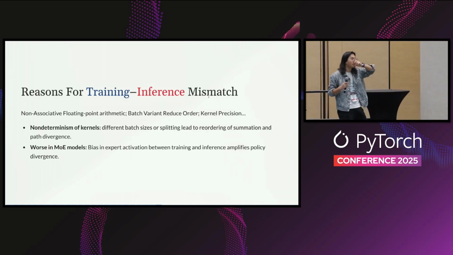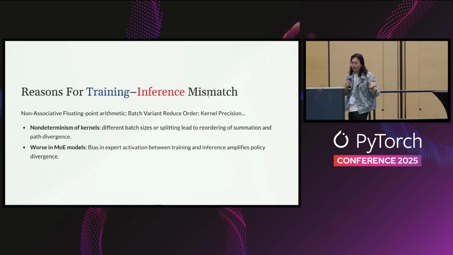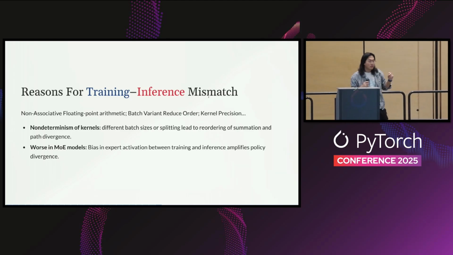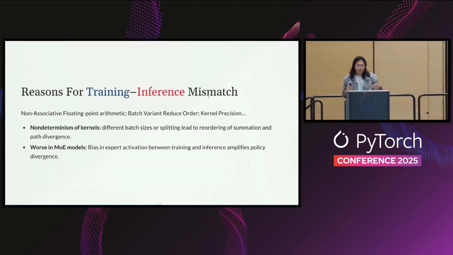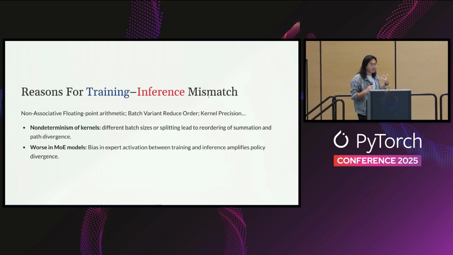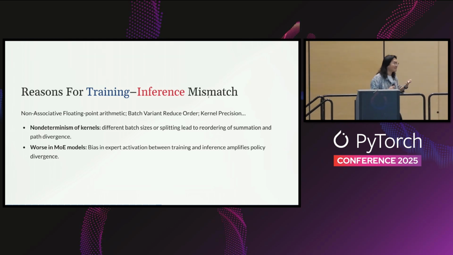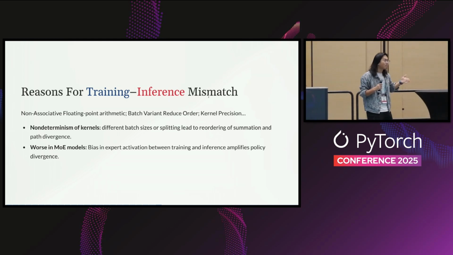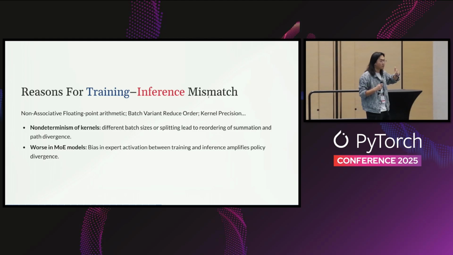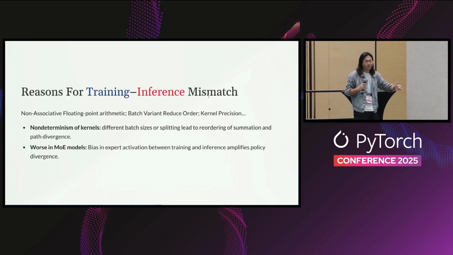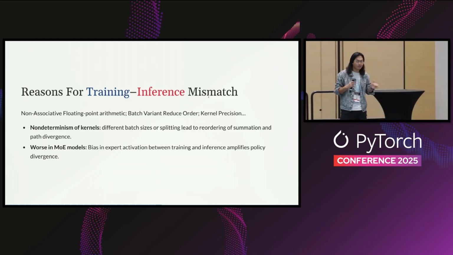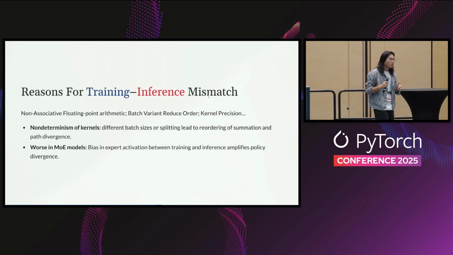You have the same prompt to the model. Why are they not the same? We have several concepts to share. The first thing is non-associative floating-point arithmetic. We all know that A plus B is not always equal to B plus A for floating points, right?